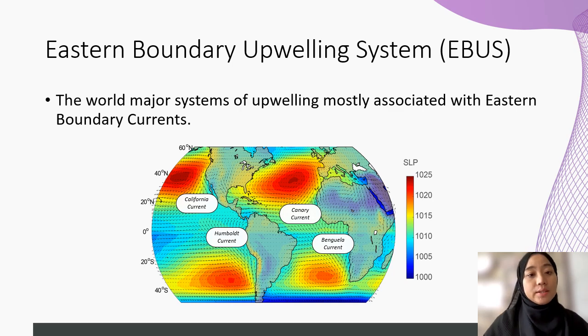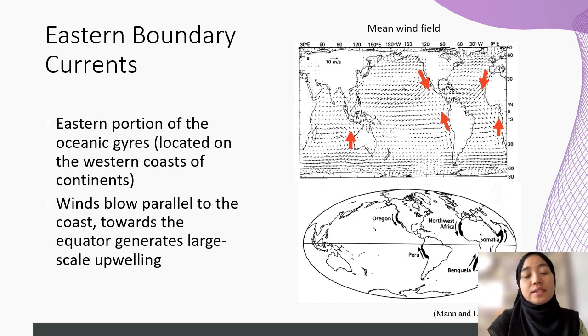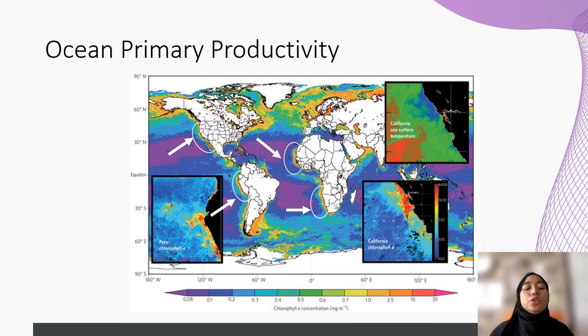So what are eastern boundary currents? Eastern boundary current is the eastern portion of the oceanic gyres. So wind blows parallel to the coast towards the equator. So from the northern hemisphere, it will move towards the equator. From the southern hemisphere too, it will move towards the equator, and it will generate large scale upwelling. So usually this upwelling system creates high ocean primary productivity. This is the figure of chlorophyll a concentration from satellite. So we can see at all upwelling areas there is high primary productivity.